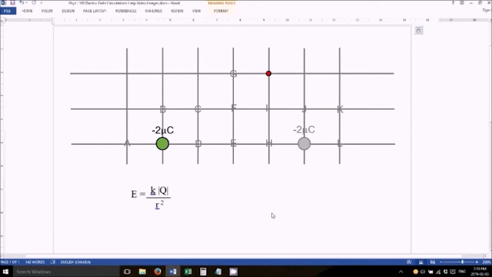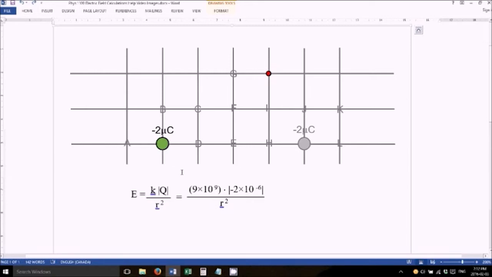Now, the electric field strength can be calculated using this equation right here. K is a universal constant. You've been given the value for it. Q is the strength of the charge, so -2 microcoulombs in our case. The absolute values mean that you're going to ignore the minus sign. R is the distance between the charge and the point that we're interested in, the red dot. K has been given to you. It's 9 times 10 to the power of 9. As I said, Q is just our charge, so 2 microcoulombs. The only thing we have to figure out is R, the distance between them.